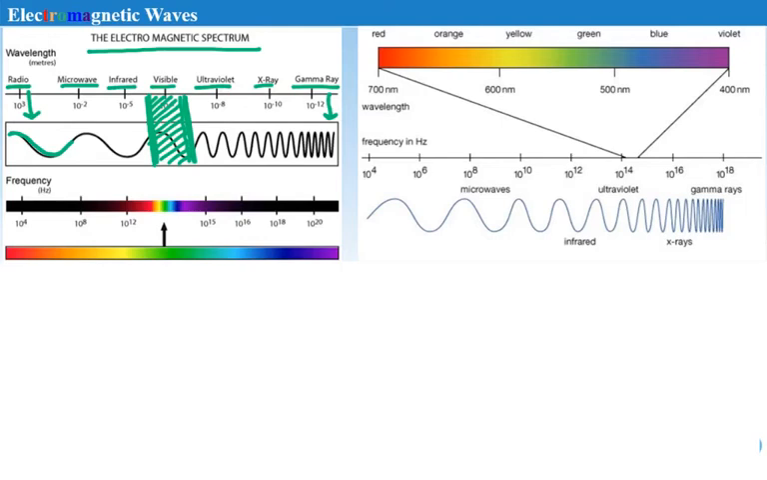But anyway, so you have visible light somewhere in between. Infrared is on the longer wavelength side, and ultraviolet is on the shorter wavelength side. Visible light starts from red and ends with the violet color, and all the other colors are in between. Red has the longest wavelength, and blue or violet has the shortest wavelength.